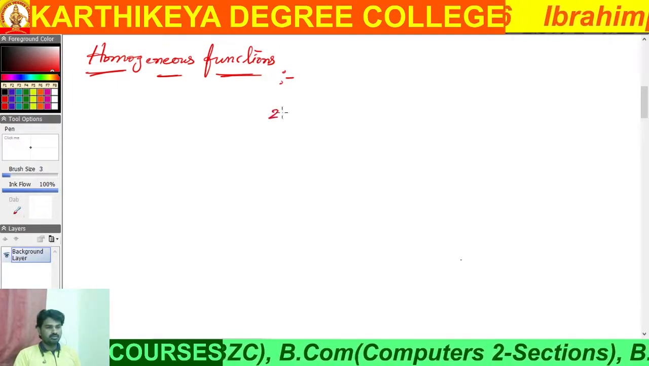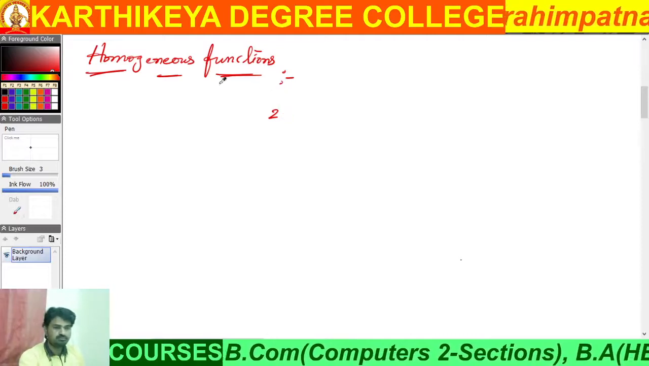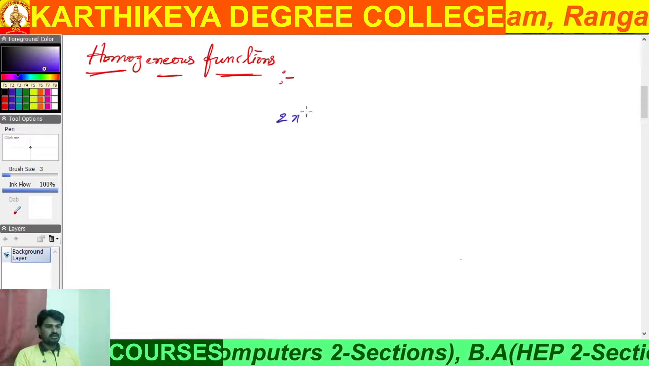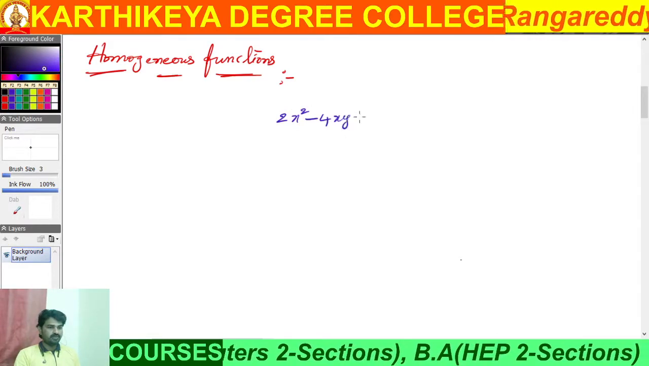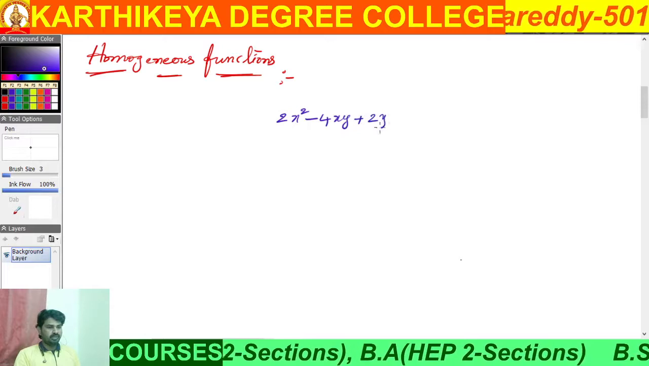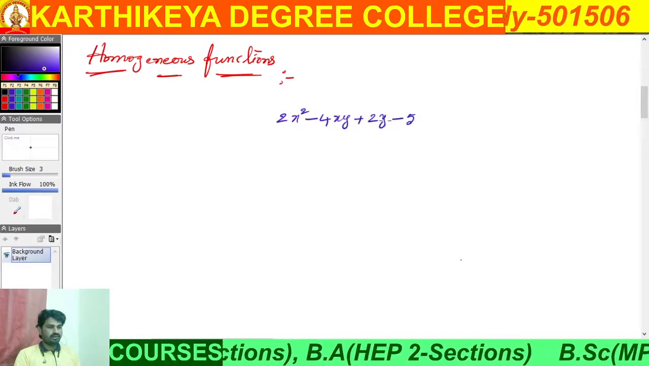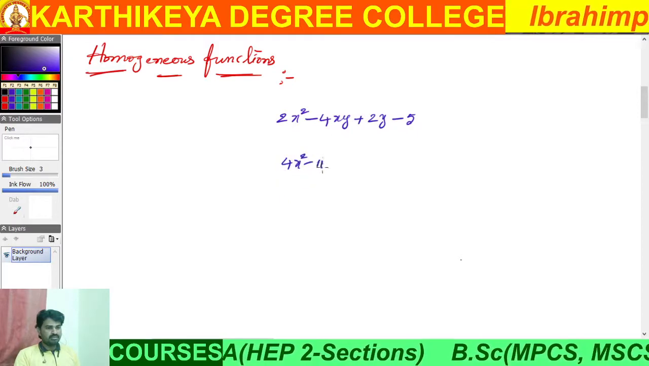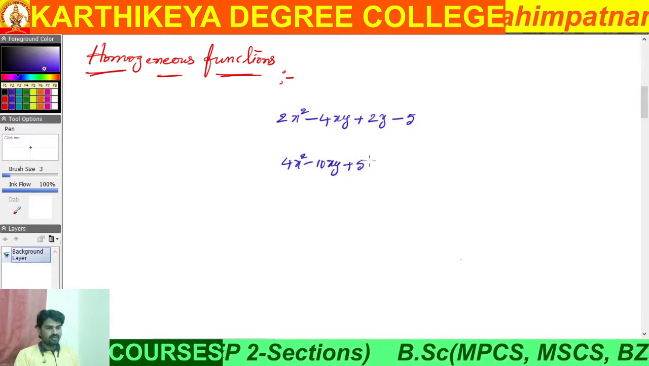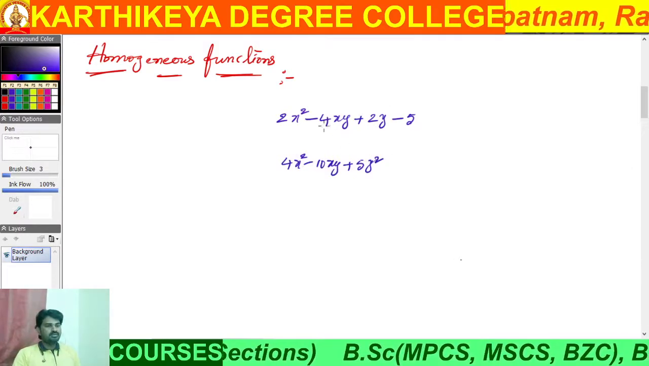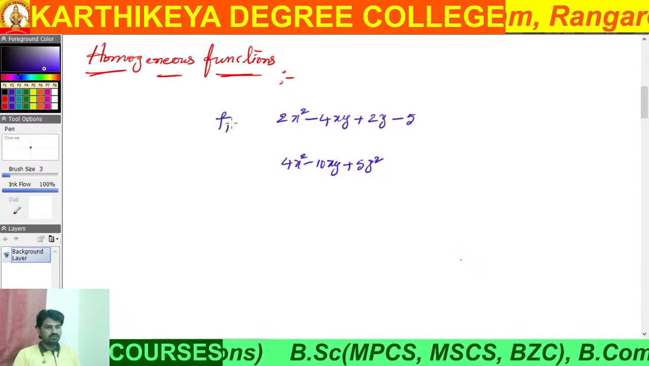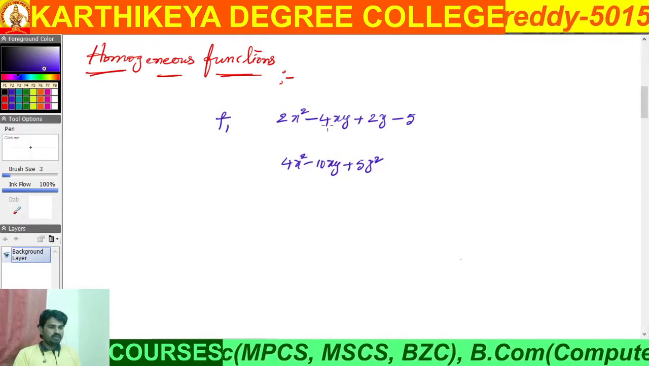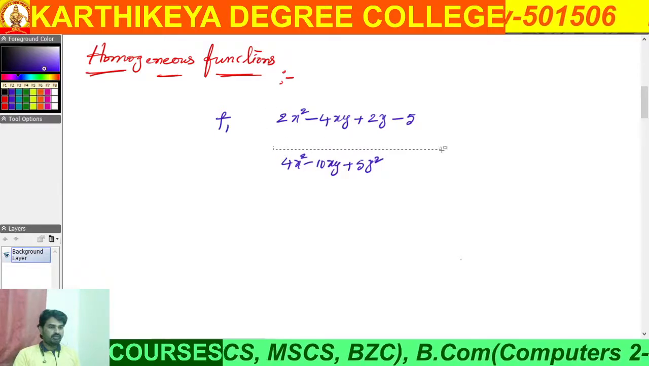For example, 2x square. Suppose let us take the function 2x square minus 4xy plus 2y minus 5. Next one more is 4x square minus 10xy plus 5y square. If you see the first function f1, let us take here 2x square minus 4xy plus 2y minus 5.